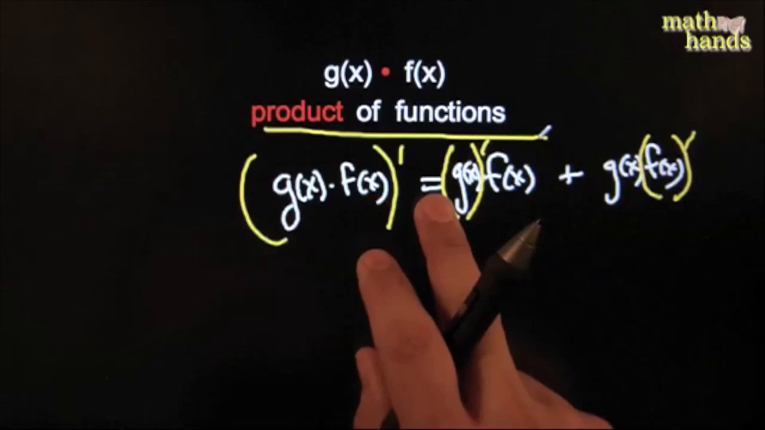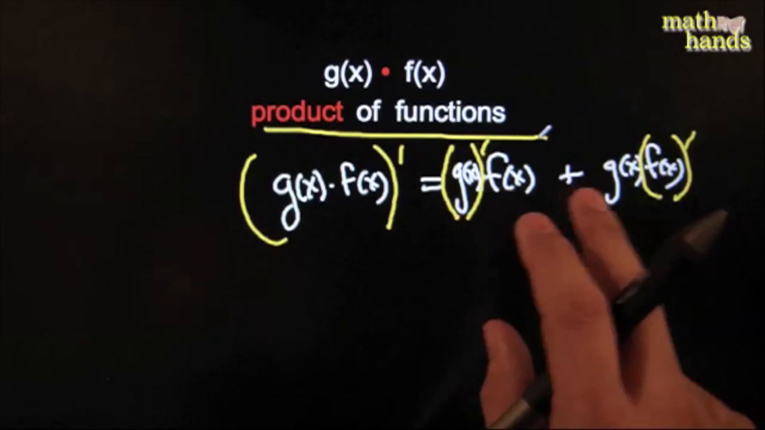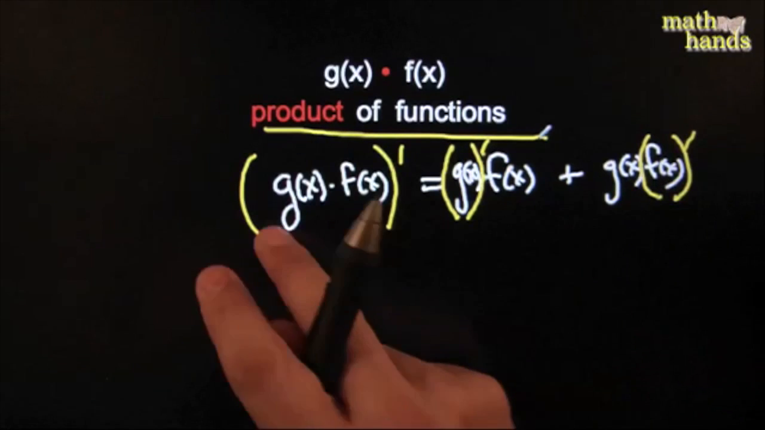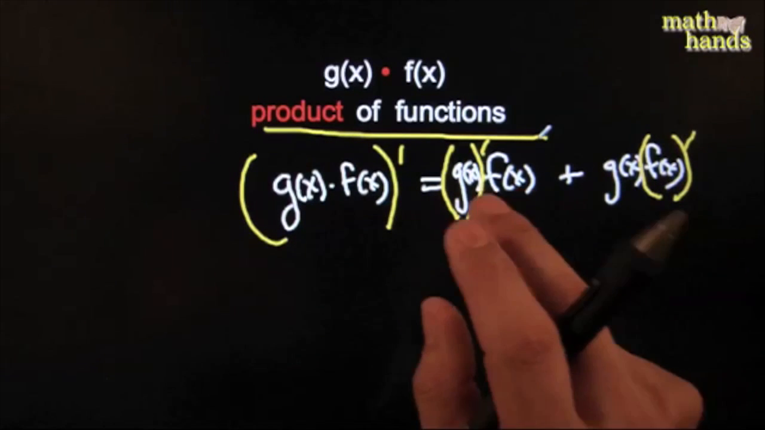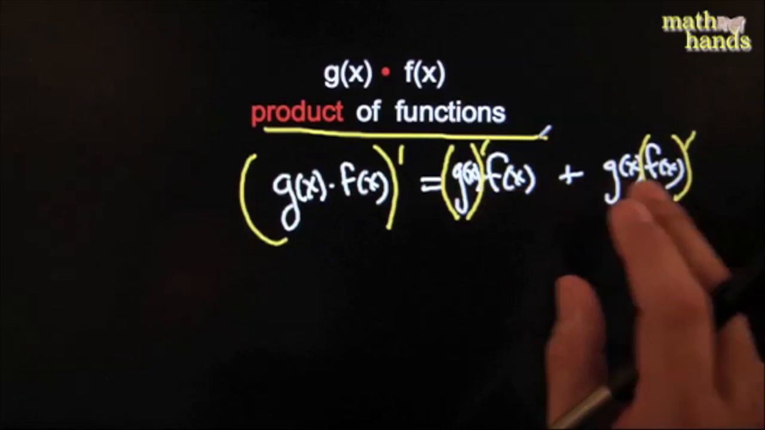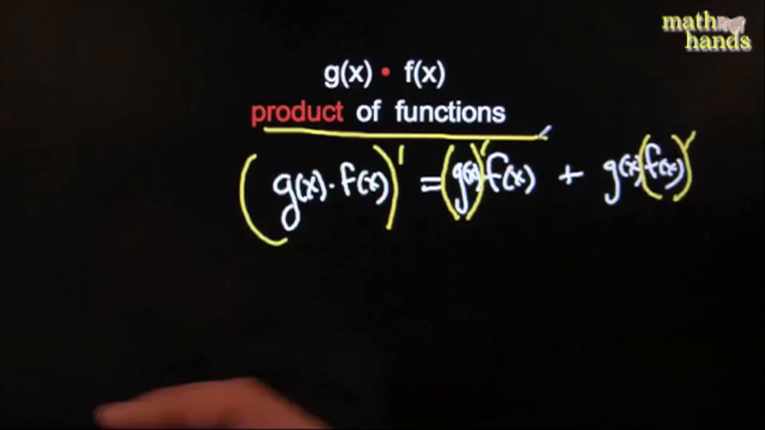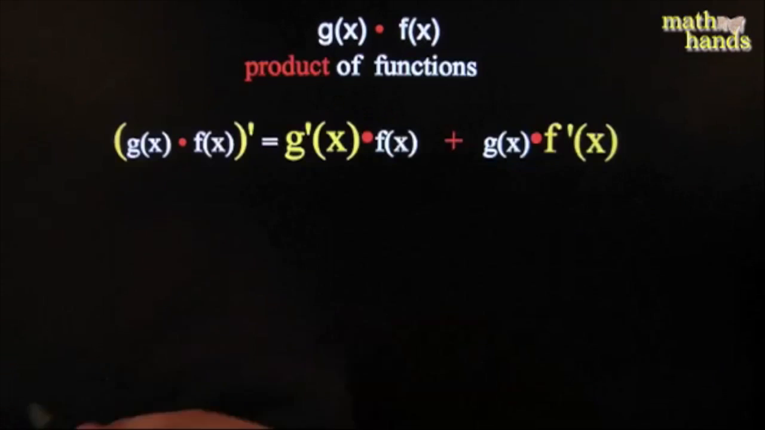The derivative of the product is equal to the derivative of the first times the second plus the first times the derivative of the second. You got that? Just like that. And here I've written it with better colors.